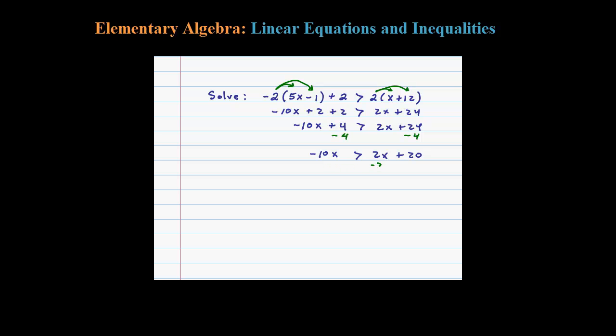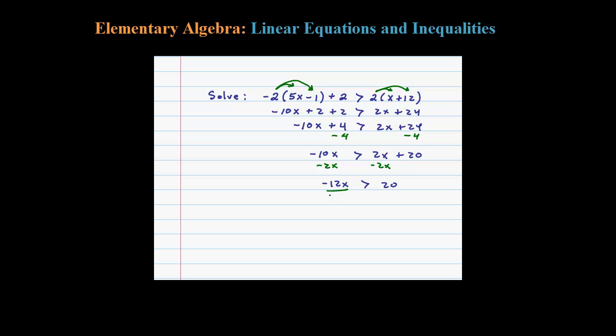Now combining my x terms, -2x, subtract that on both sides. Do not reverse the inequality. Subtracting is legal. So -12x should be greater than 20. Only reverse the inequality when you multiply or divide by a negative number. Here we did subtraction, so I leave the inequality alone.